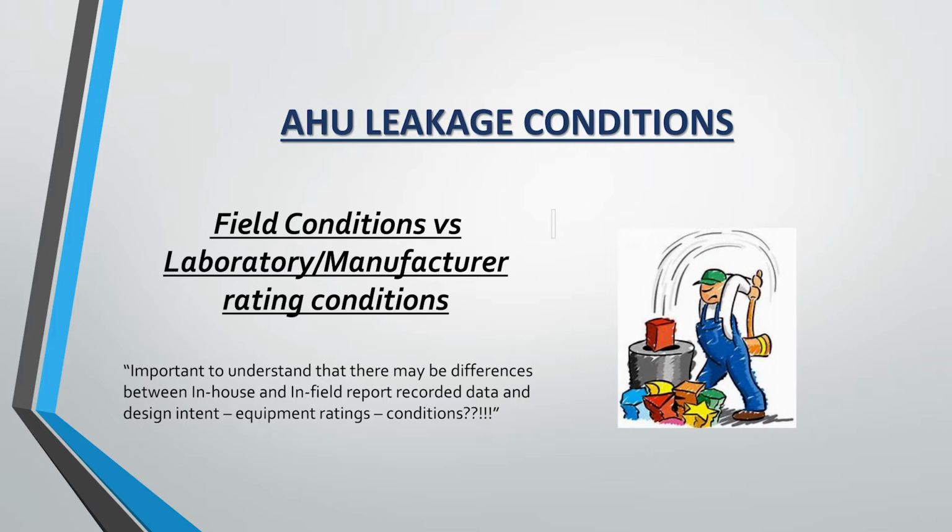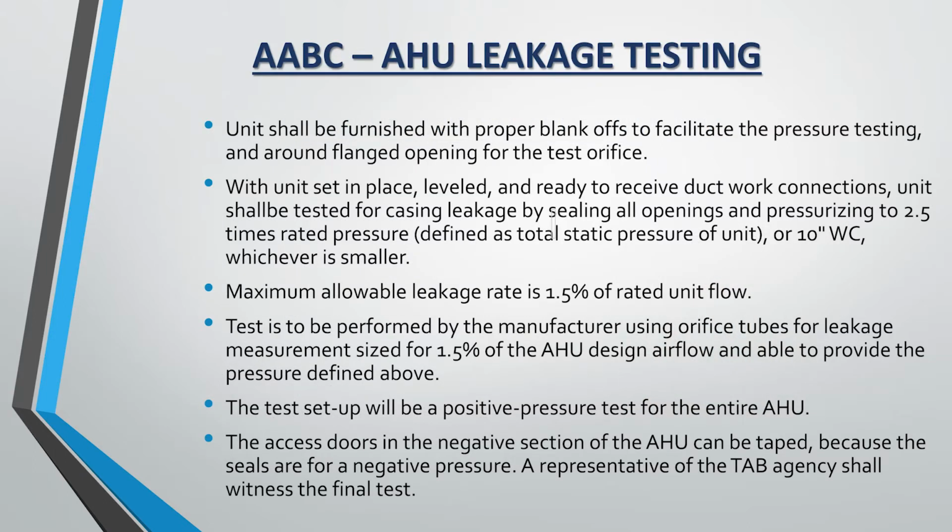I may have overlooked or I forgot to put it in here. If you go to the bottom here, it says the access doors in the negative section of the air handling unit can be taped because the seals are for a negative pressure or representative of the TAB agency shall witness the final test. That's what we were talking about earlier with the suction side, positive pressure side.